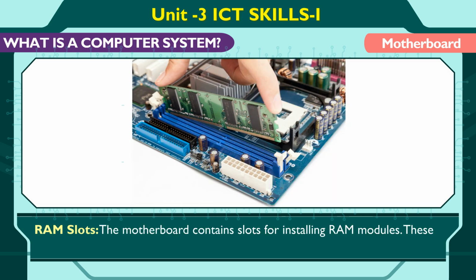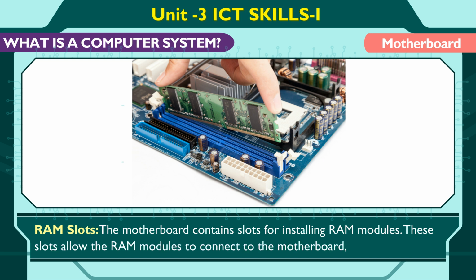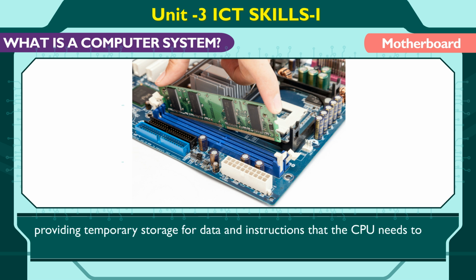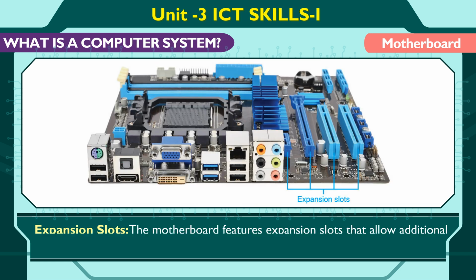RAM slots. The motherboard contains slots for installing RAM modules. These slots allow the RAM modules to connect to the motherboard, providing temporary storage for data and instructions that the CPU needs to access quickly.